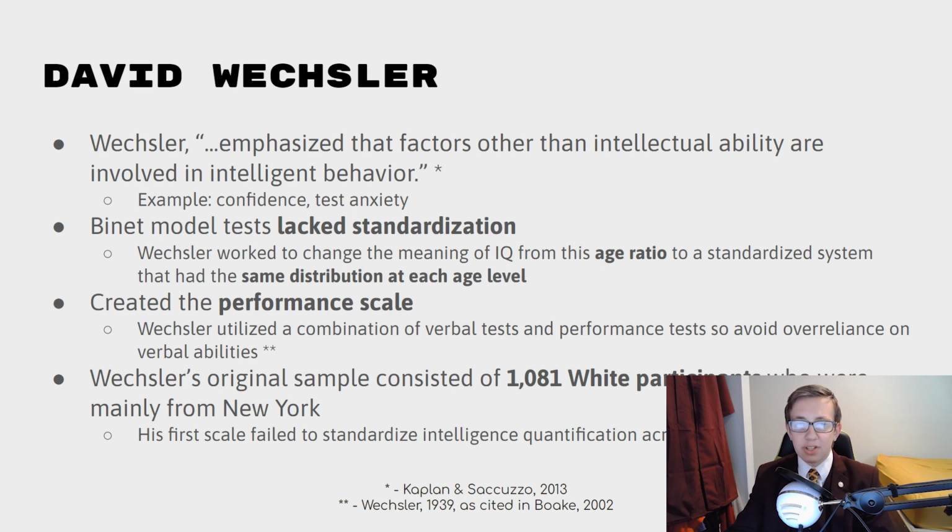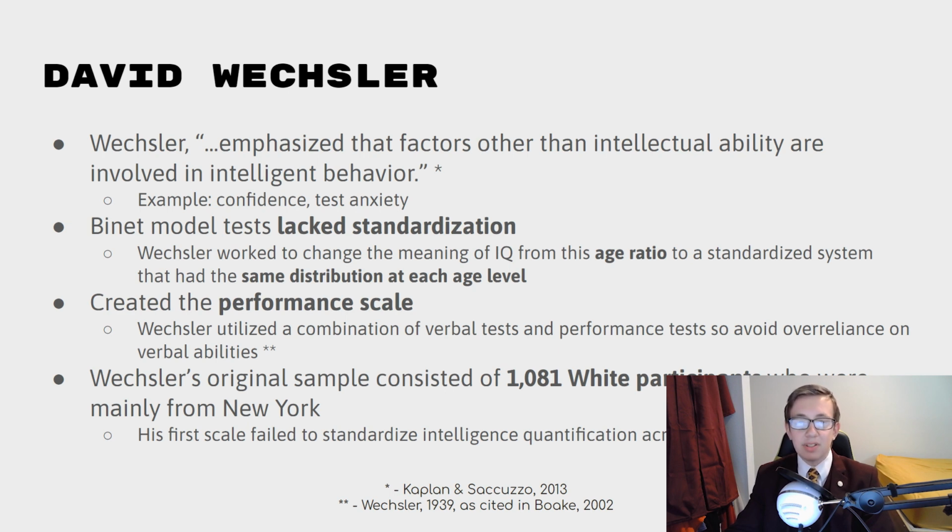Or is it a reflection of factors that are outside of my control that affect my intellectual ability's ability to be quantified? So one of the ways that he tackled this was by creating the performance scale, and he utilized a combination of verbal tests and his performance scale tests to avoid an over-reliance on verbal abilities, which was another issue that he saw with the Binet model tests.